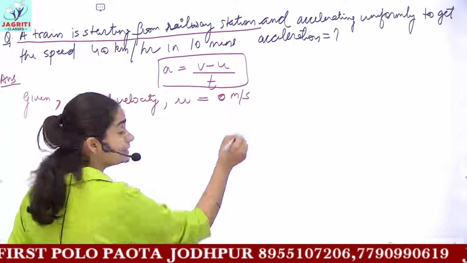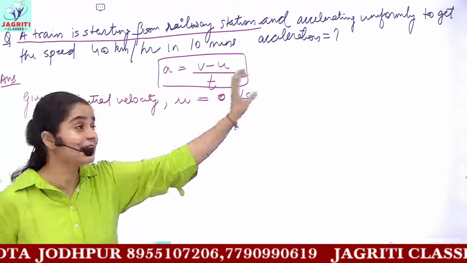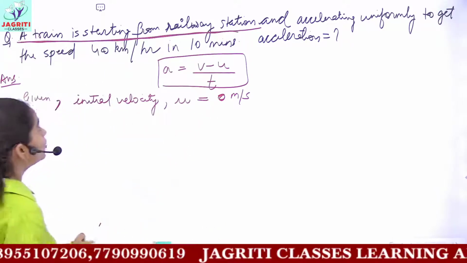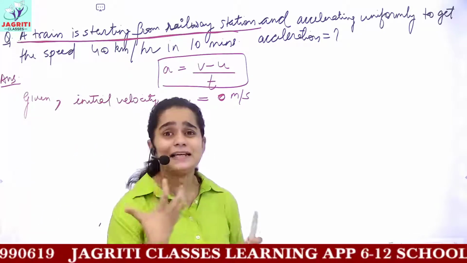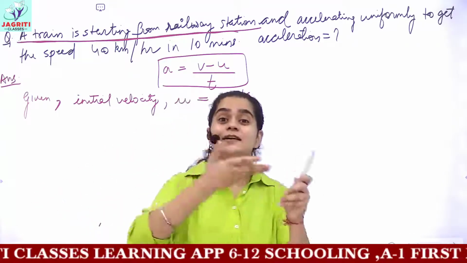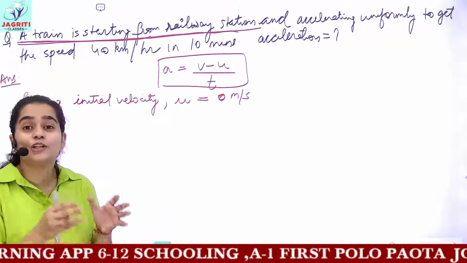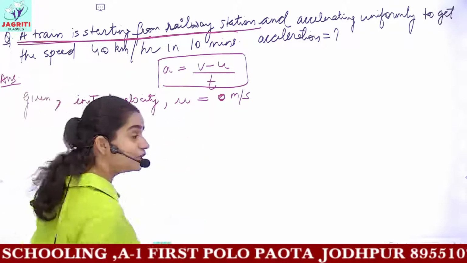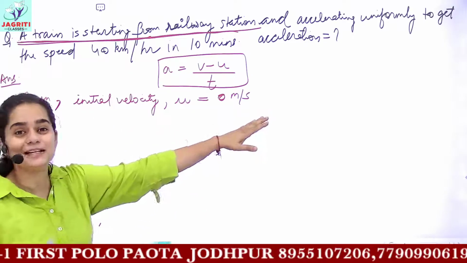How did the initial velocity come out to be 0? This is very important. Nowhere in the question are you directly given that initial velocity is 0. But if you study this first line carefully, it is written that the train is starting from the railway station. This line signifies that the train is initially at rest and now it will start. So at the moment, the train is just standing at the railway station, at rest, and by this we can conclude that the initial velocity of the train at that moment when it is standing at the station is 0 meters per second.